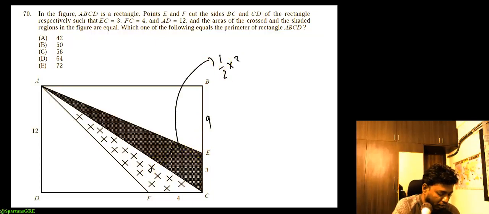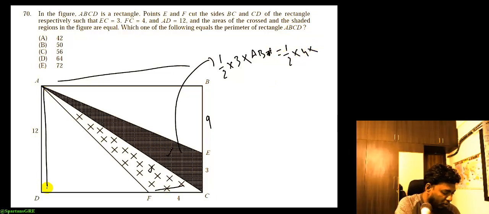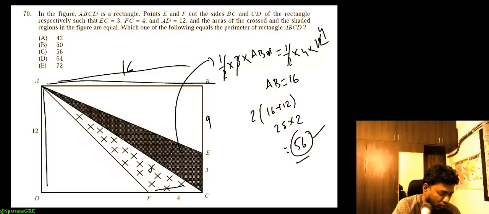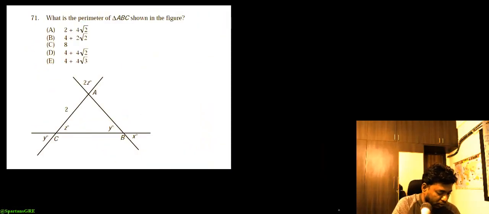This will be half base into height, he said equal, right? So equal to half base is 4, my height will be 12 here. So half and half will cancel, 3 goes 4 times, so you are getting AB as 16. So this AB length you got 16. Now what is the perimeter of the rectangle? Perimeter will be 2 into L plus B, so 16 plus 12, which is 28 into 2, that will be 56. So your perimeter is equal to 56, right? Now let's move on to our next question.